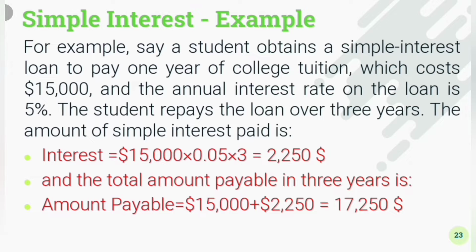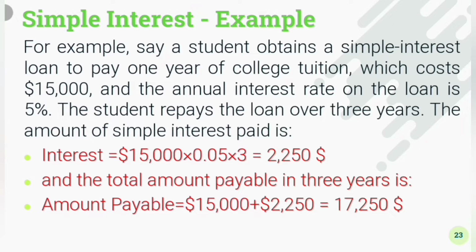Simple interest example. For example, say a student obtains a simple interest loan to pay 1 year of college tuition, which costs $15,000, and the annual interest rate on the loan is 5%. The student repays the loan over 3 years. The amount of simple interest paid will be $15,000 multiplied by 0.05 multiplied by 3, which is equal to $2,250.